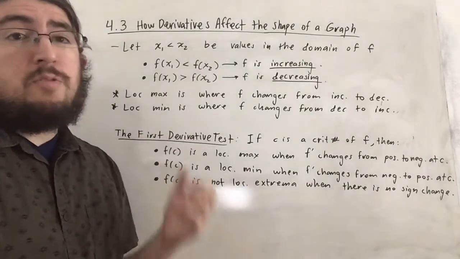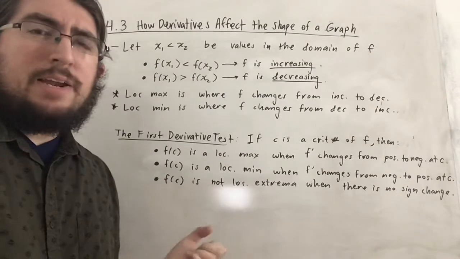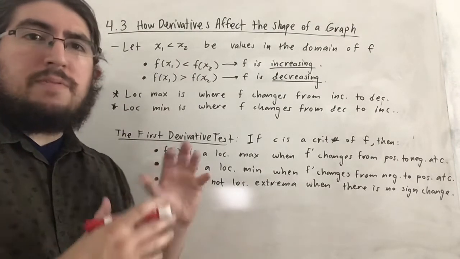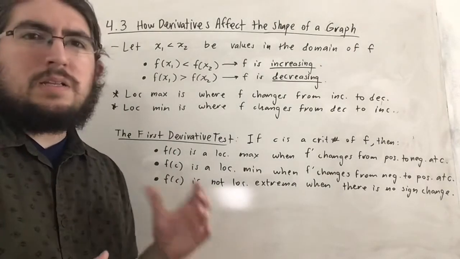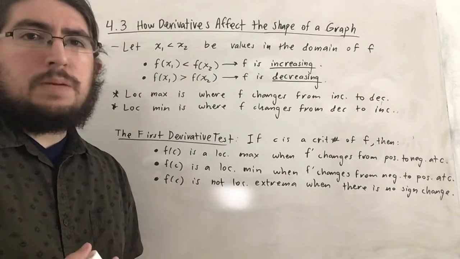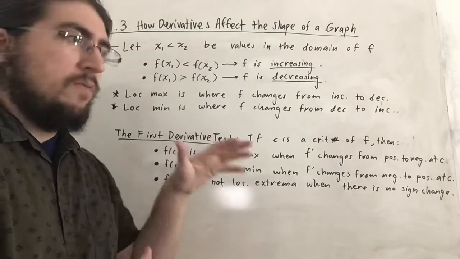Hello everyone, this is chapter 4.3, which is entitled How Derivatives Affect the Shape of a Graph. Here we'll be talking about essentially using calculus to figure out what the graph will look like without actually graphing. In other words, we'll basically be using calculus to eventually sketch the curve of a graph, which is actually pretty helpful. In fact, we'll see a lot of specific details of curvature of a graph.